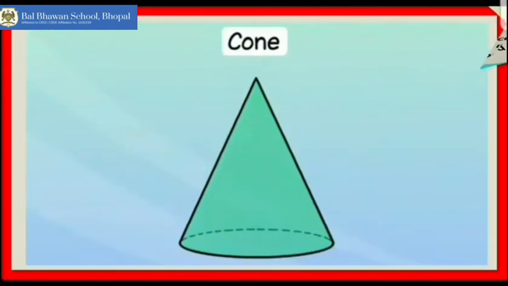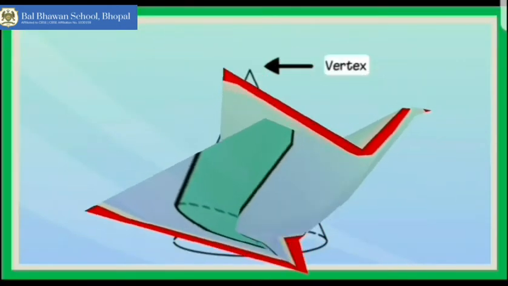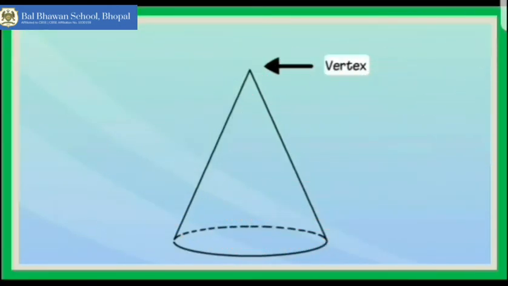So what is this, children? Yes, it is a cone. So now we learn the properties of a cone. First, you can see, children, here on the top, this tip of the cone, or the corner you can say, this is called the vertex of a cone.